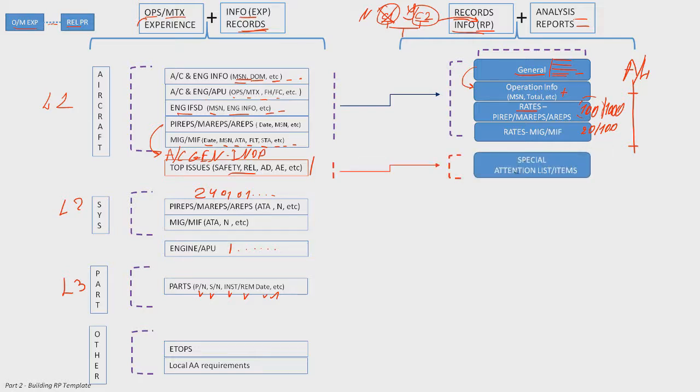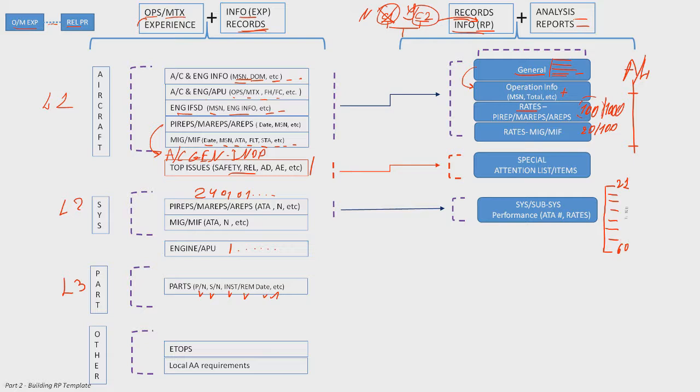Next, again, special attention list items, all problems related to safety, reliability, airworthiness, etc. Next, we are going now to system level, subsystem level. Here we said, from total, we had 100 pilots per 1,000 flight hours. What we need here is to go system by system, starting from 21, ending 60. So 21, 22, 23, 24, etc.